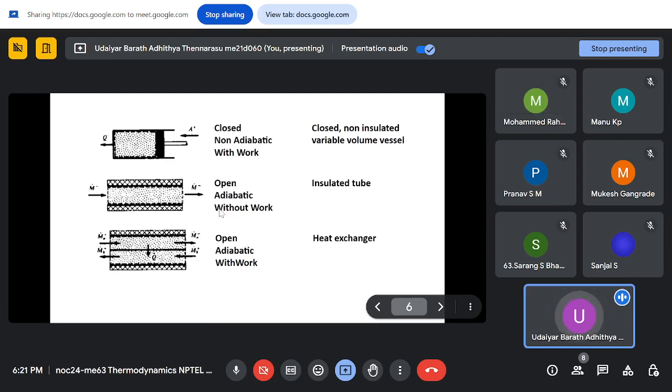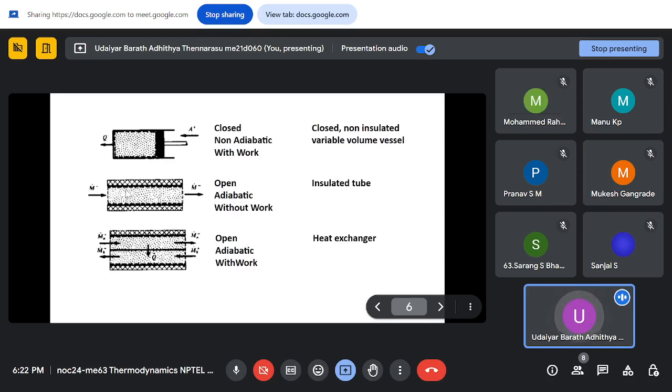And now you take an example of an open system. You have an insulated tube, so there is no heat transfer, and the mass is just flowing, so there is no work transfer. As mass is flowing, it's an open system, open adiabatic without work. So this is an example, an insulated tube. So this is an open system.